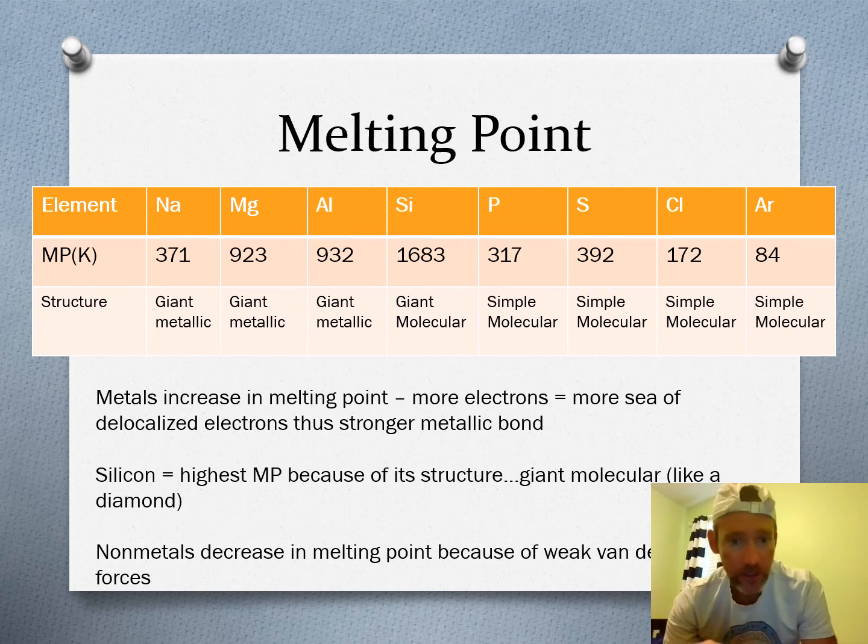So you look at the structures: you have giant metallic for your metals, simple molecular for your nonmetals, and then there's the reason why silicon is higher, because it's giant molecular. So it has covalent bonds, but the structure is very large. It kind of has both worlds. It's a giant structure like a metal, but has strong covalent bonds within each other because it has 4 valence electrons.